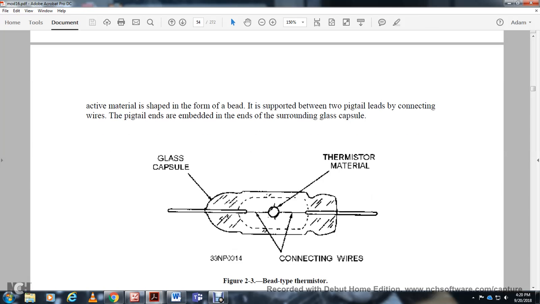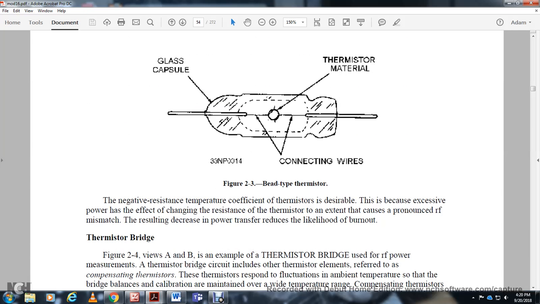So the glass capsule holds the thermistor material with the connecting wires. A negative resistance temperature coefficient thermistor is desirable to be scaled with the effect of the power. The efficiency of the chain with the thermistor resistance extends and becomes more pronounced with a radio frequency mismatch, which reduces the degree of power transfer and the likelihood of burnout.